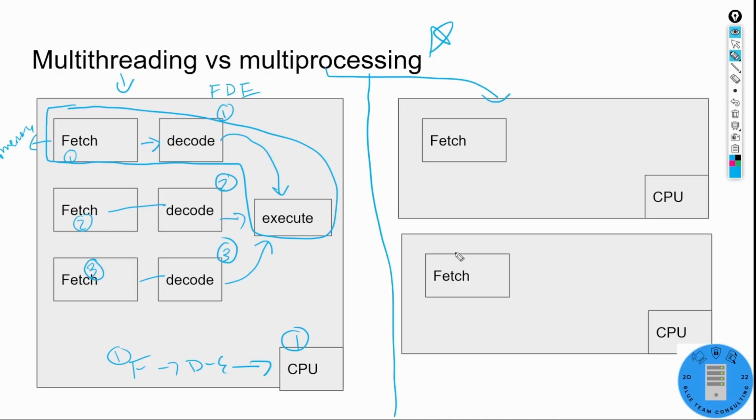Over here on the right, we have multi-processing. So as the name suggests, we have multi-processors. So this is Central Processing Unit 1, and this is Central Processing Unit 2.